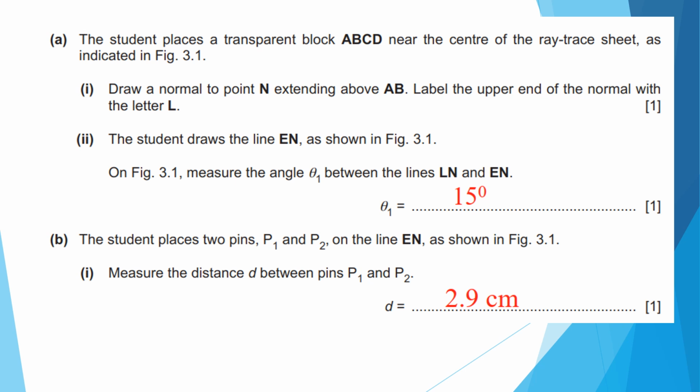Measure the distance D between the pins P1 and P2. So EN is an incident line. On the incident line there are two pins placed. So we are asked to find the distance between these two pins. Since it is a scaled diagram, just place your ruler and find the distance between P1 and P2. It is 2.9 centimeters.